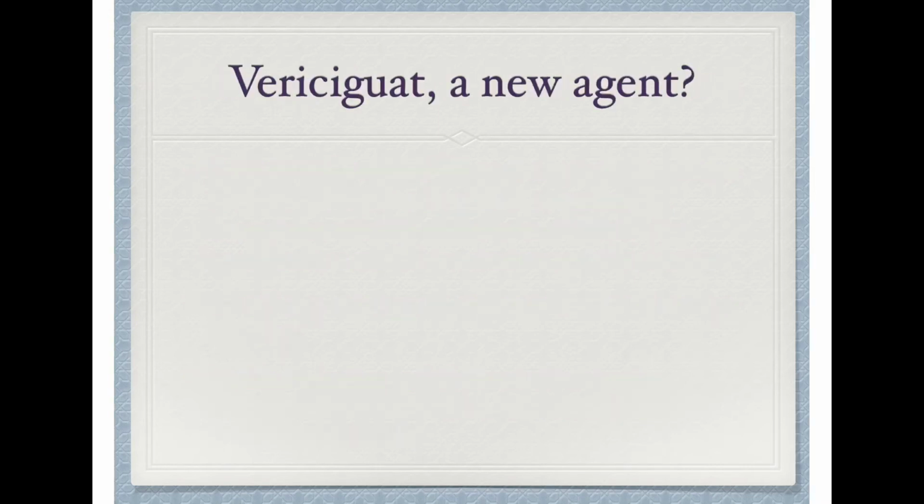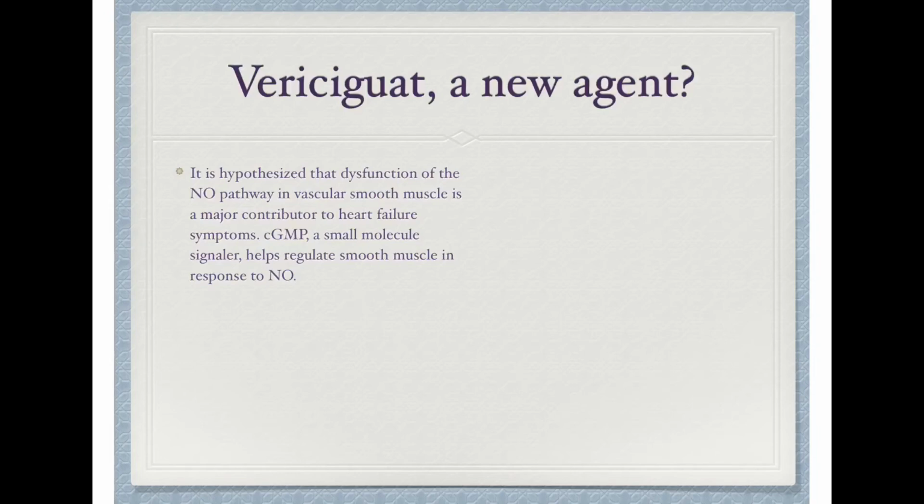More recently, a trial was published studying the role of the nitric oxide stimulator Vericiguat would significantly improve symptoms and mortality in patients with heart failure. The theory behind this was that dysfunction of the nitric oxide pathway in vascular smooth muscle was thought to be a major contributor to heart failure symptoms. They noted that patients with heart failure tended to have much lower levels of endogenous nitric oxide than patients without heart failure. And cyclic GMP, a small molecule signaling agent, helps regulate smooth muscle in response to nitric oxide stimulation.